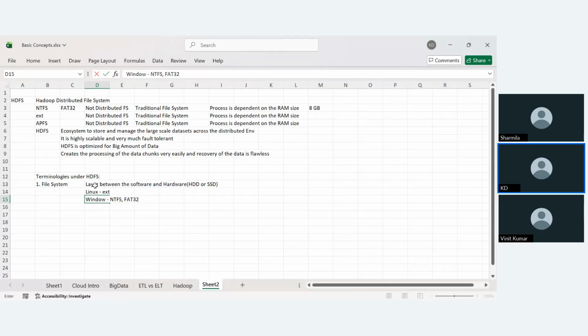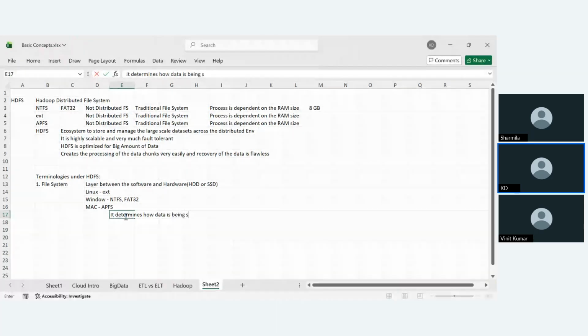Basically, if you are using, suppose, a Mac, there is APFS. So what this decides is it determines how data is being stored inside the system, right?